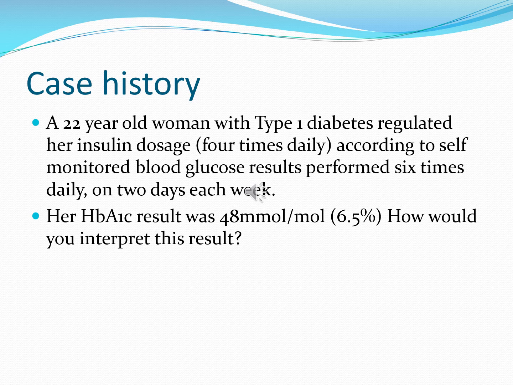So another case, a 22-year-old woman with type 1 diabetes regulated her insulin dosage 4 times daily. This was according to self-monitored blood glucose that she performed 6 times each day on 2 days each week. Her HbA1c result was 48 millimoles per mole. How would you interpret this result?